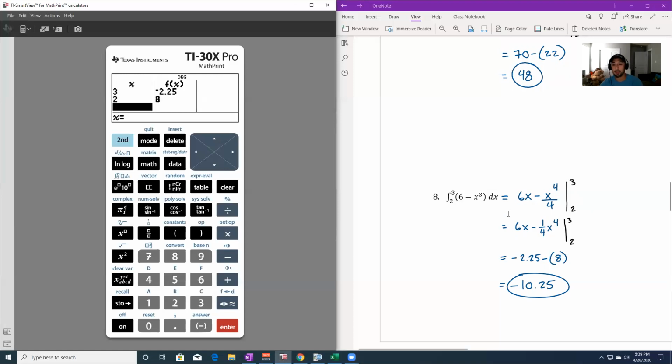All right. Oh, I didn't double check my work. One moment, please. 2 to 3 of 6 minus x cubed. Negative 10.25. Yeah. Okay. Moving on.